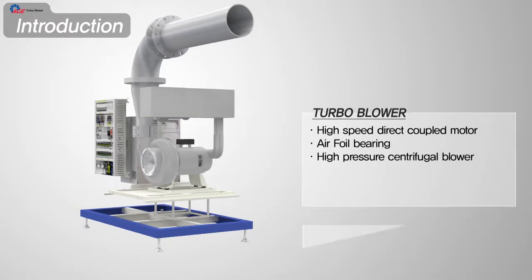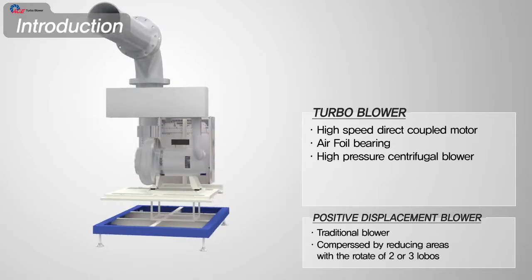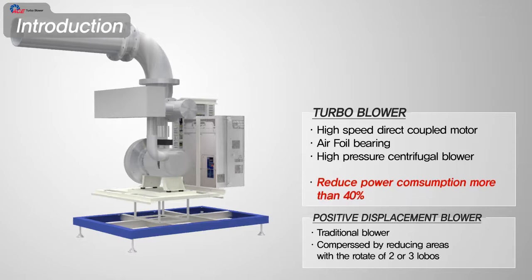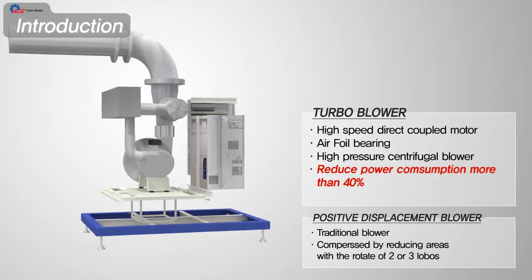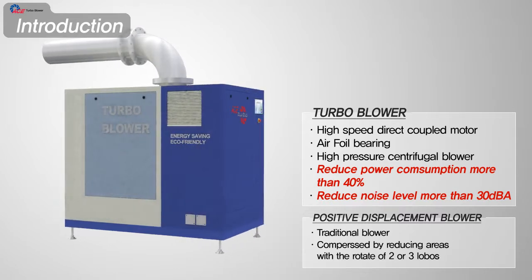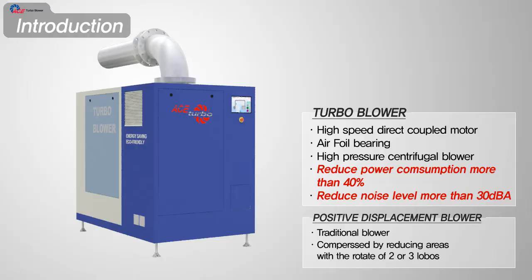The traditional high-pressure blower is the positive displacement blower, which compresses by reducing areas with the rotation of 2 or 3 lobes. Turbo blower is 40% more efficient in energy saving and also reduces noise level by more than 30 dBA than the positive displacement blower.